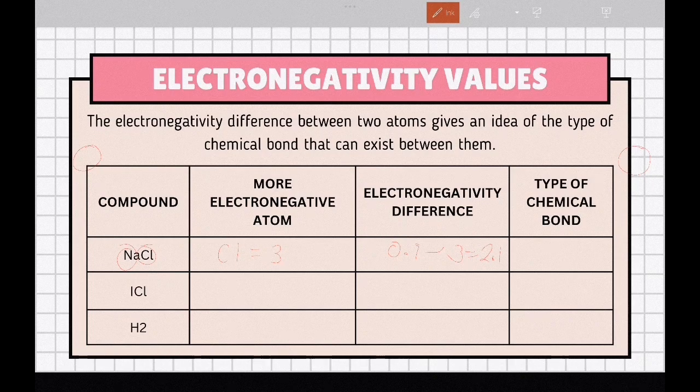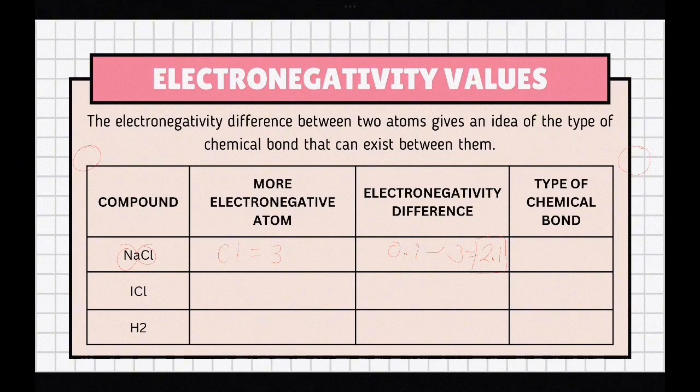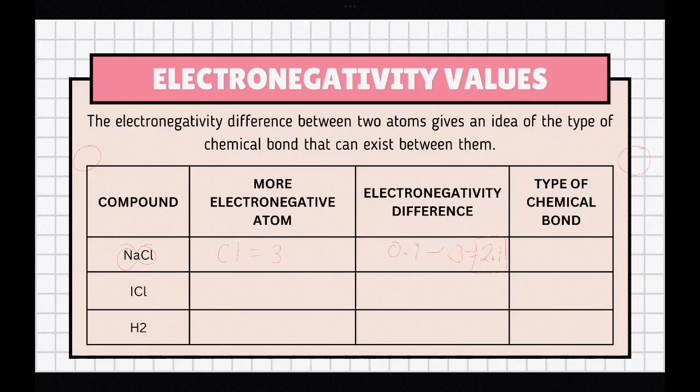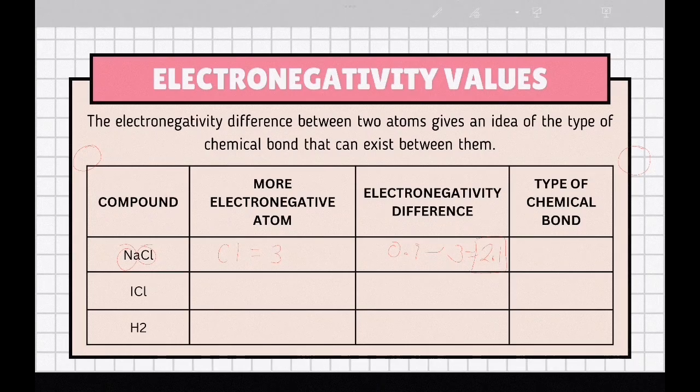So since the difference of the electronegativity of sodium and chlorine is 2.1, and if we go back here in our chart, sodium chloride is in the range of 1.7 and greater. So definitely, this sodium chloride is considered as ionic.